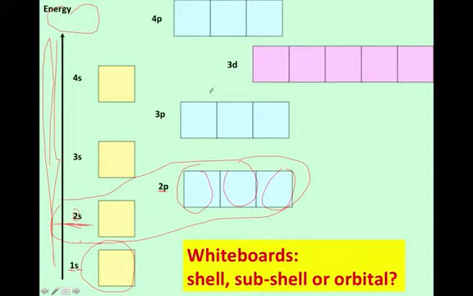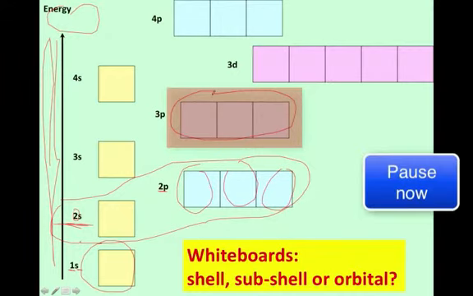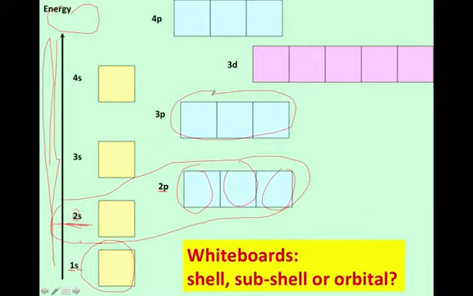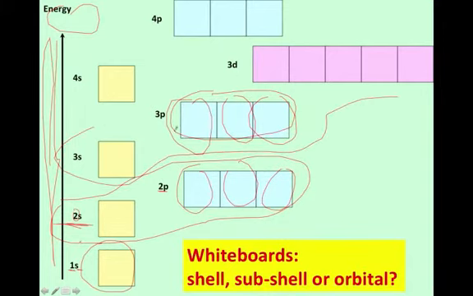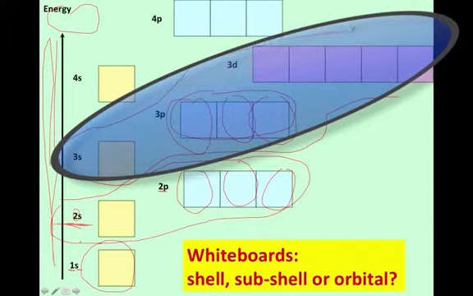So let's have a look at this. This here, is that a shell, a subshell, or an orbital? Pause here and make sure you understand. That is the 3p subshell. It's a subshell made up of 3 orbitals within the third shell. Oh, this is getting confusing now. This is our third shell here, all with a principal quantum number of 3.